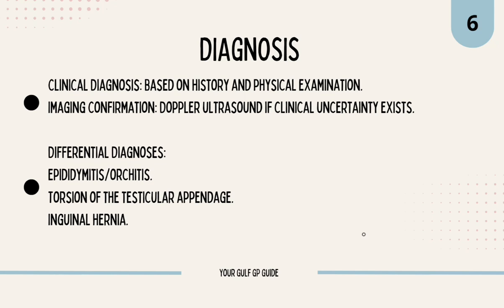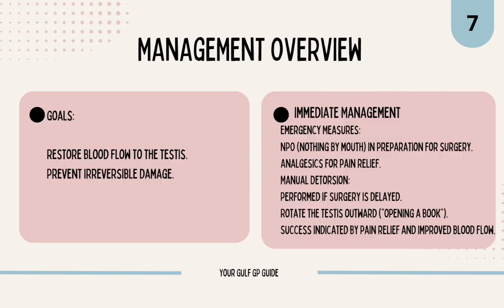Okay, next let's go into the management. The goal is to restore the blood flow to the testis. We know that the spermatic cord is twisted, so the blood is not flowing to the testis anymore. So we need to restore the blood flow to prevent irreversible damage. Immediate management will be keeping the patient NPO, nothing by mouth, in preparation for surgery. Then analgesia for pain relief. Most probably the patient will have severe pain, and we will have to give IV analgesics.